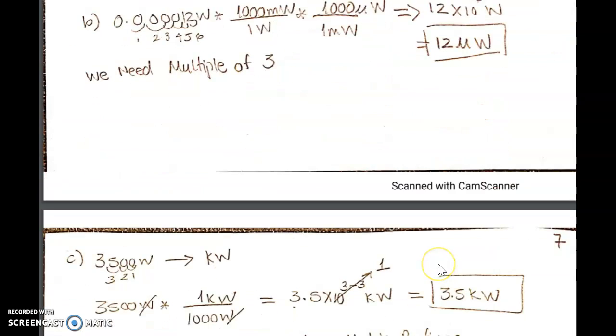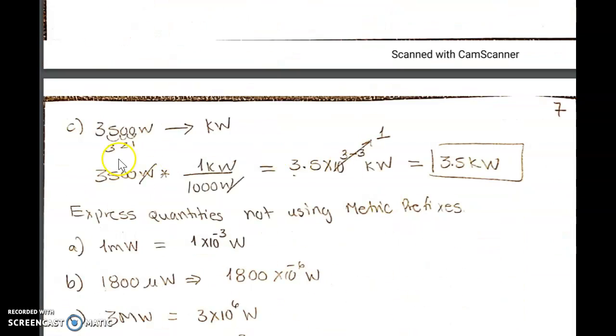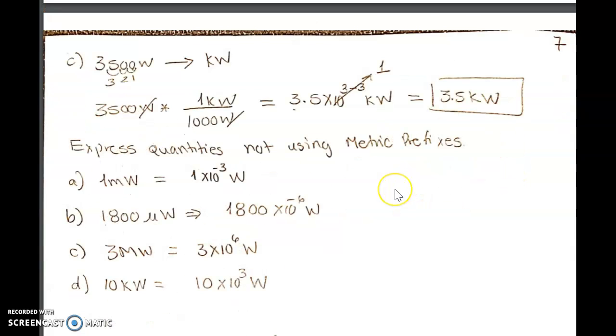Very important. Then we have 3500 watts. We need to write it with the prefix, so we count 1, 2, 3. So we have to go to the kilo. So we go 1 watt has 1000. 1000 watts has 1 kilowatt, so we get 3.5 kilowatts.